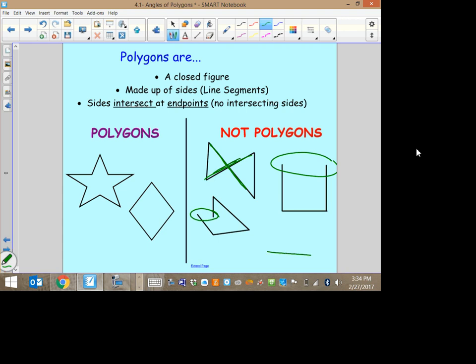Also note that this shape is not a polygon because it has a curved edge, so it does not have sides. It is not made up of sides. So note the difference between a polygon and not a polygon.